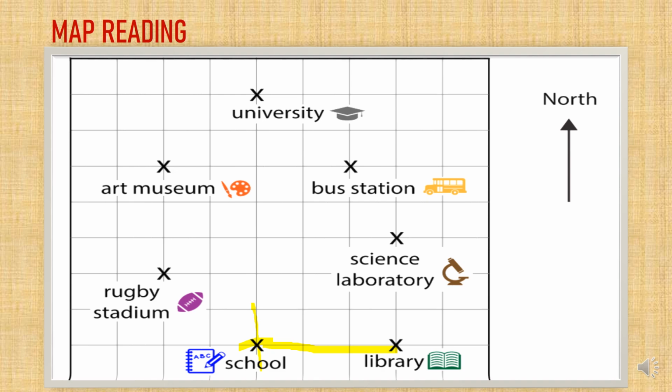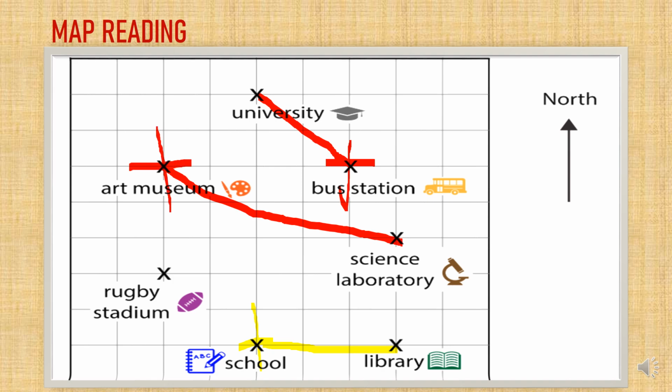Then let's do another example. Here, let's use university from the bus station. The question is saying from the bus station, so we draw our cardinal points at the bus station. Then we join the 2 places. So our direction is northwest. Then another example again: the science laboratory from the museum. We join the 2 places in a straight line, and from the art museum, we draw our cardinal points there. So our direction is southeast.